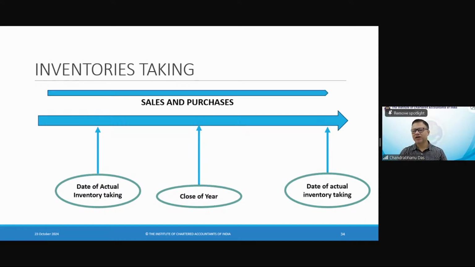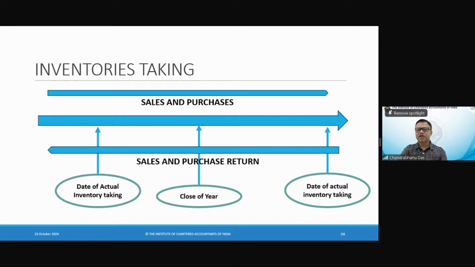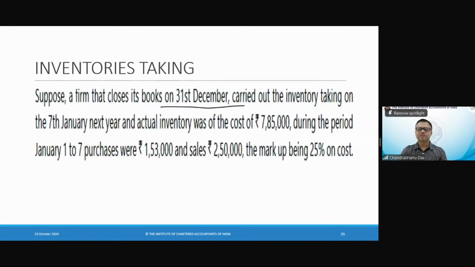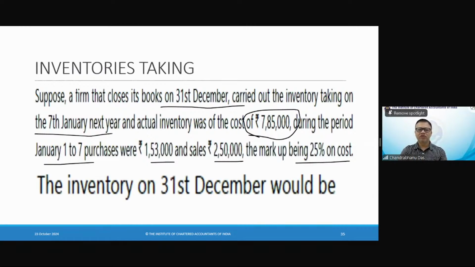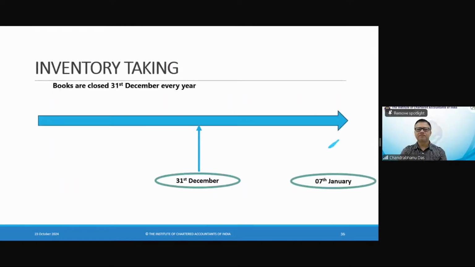Because that's where companies practically face this reconciliation of inventories. Normally close to the year end, they may not be able to take stock. Sometimes they take it before and after, and in between, sales and purchases happen. And we talked about how to calculate the closing stock and the opening stock. And this is how we found out what the inventory on 31st December would be.